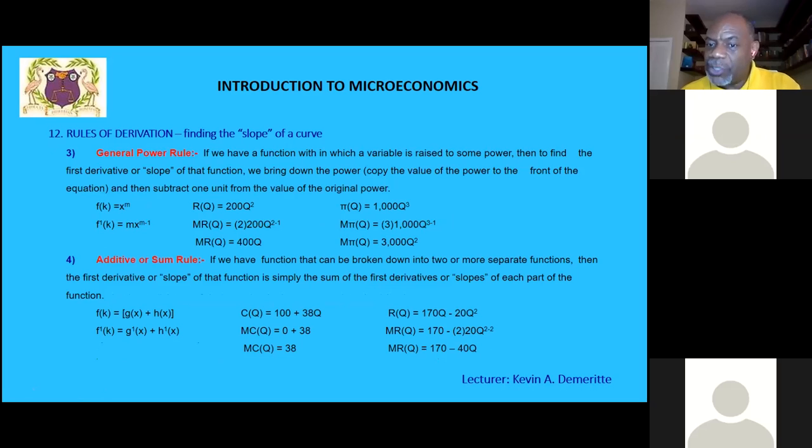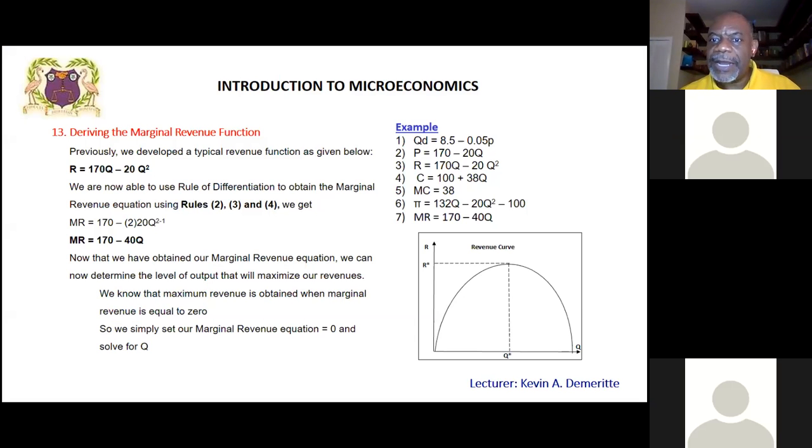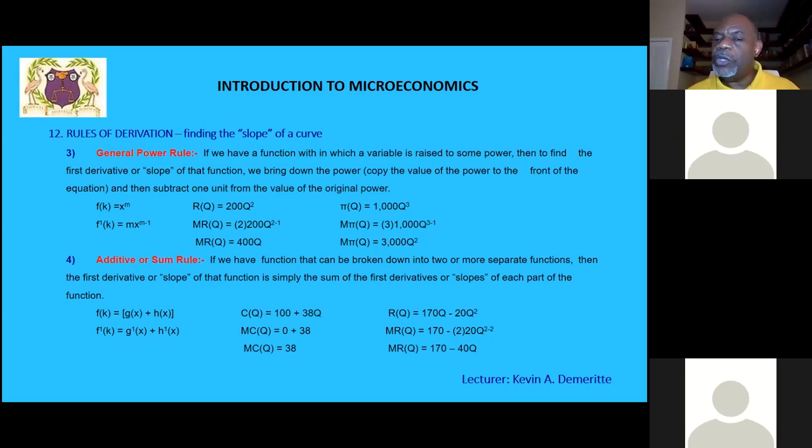What about the revenue equation? And this is our actual revenue equation. Our revenue equation was 170q minus 20q squared. Our fourth rule says, okay, if you have a function that you can separate into different parts, then you can deal with each part separately. So we certainly can separate this into 2 parts. We can deal with a 170q part, and then we can also deal with a minus 20q squared part.